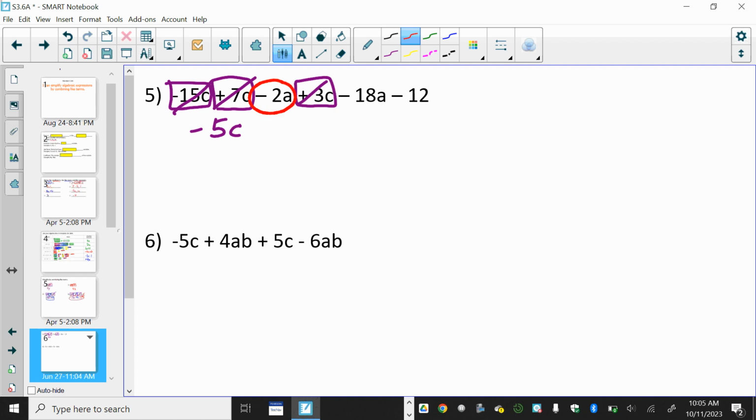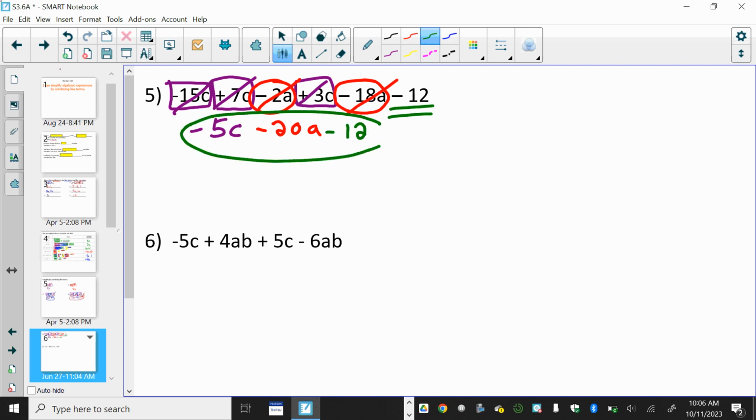Circle. Negative 2a minus 18a. I'm going to put those together. Negative 2, negative, both negative, make it bigger. Negative 20a. And the last one's minus 12. Crossing it out is your best bet, otherwise you might be reusing stuff.